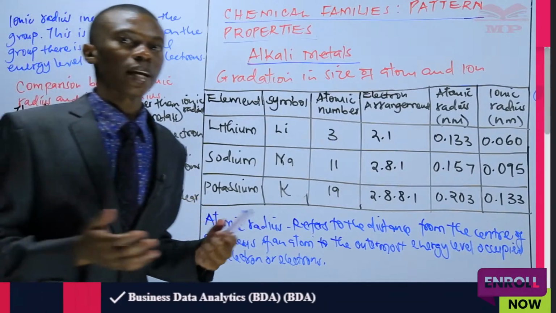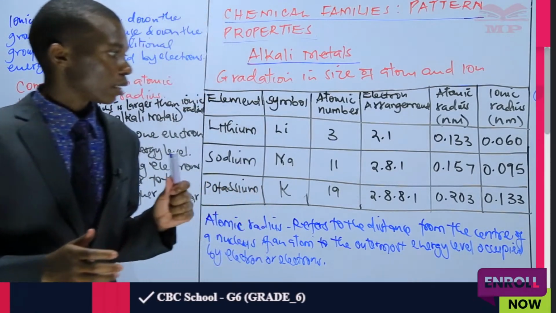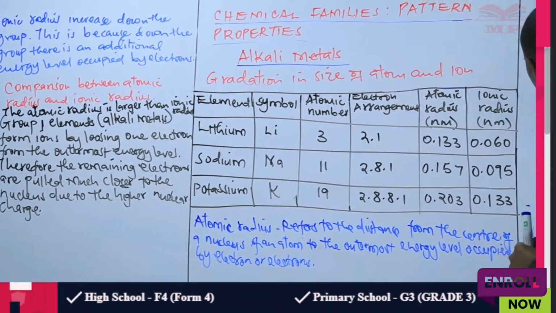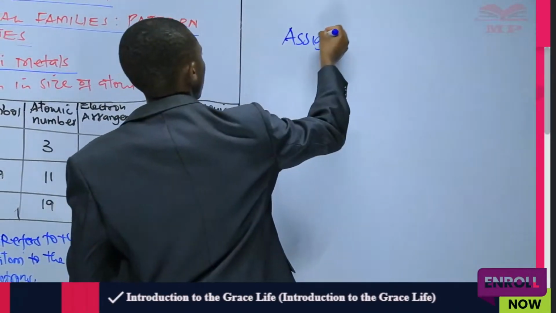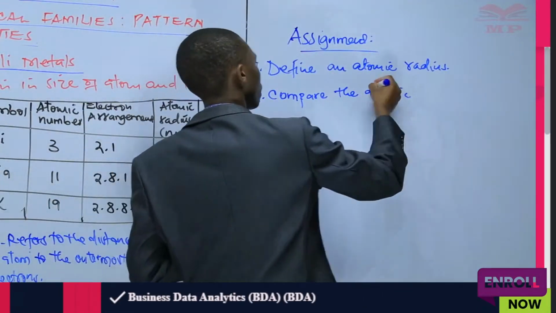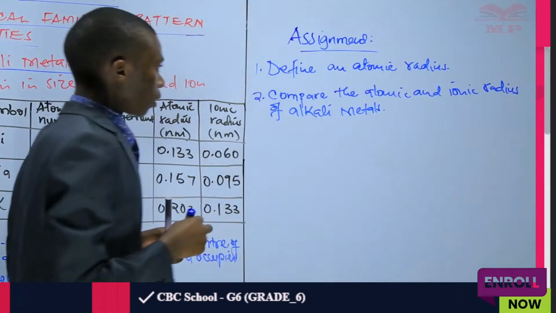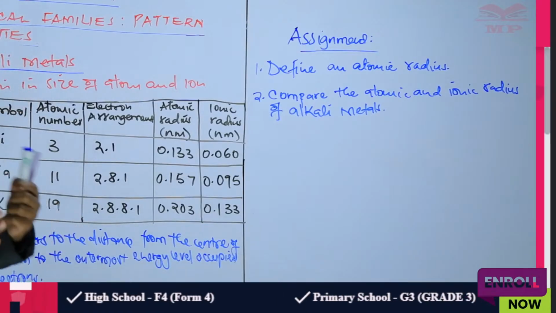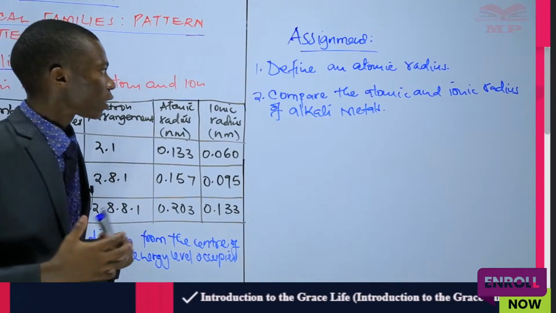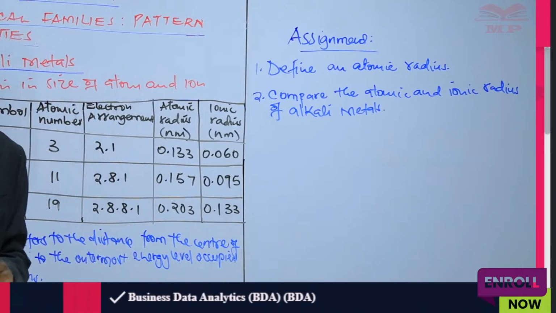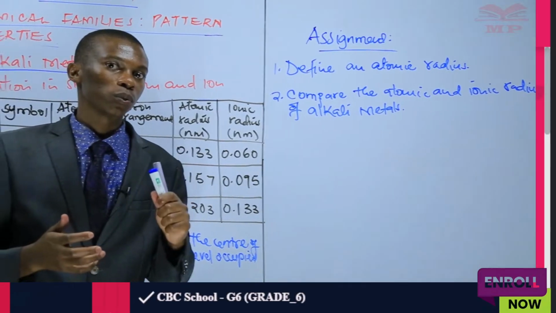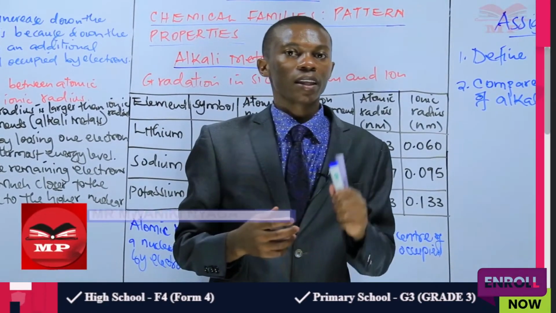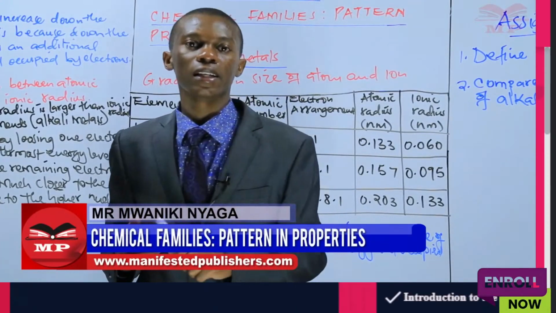Therefore, that brings us to the end of our lesson today. But before that, I need to give you the assignment. Assignment 1: define an atomic radius. You should be able to define it because we have done that. Second, compare the atomic and ionic radius of alkali metals. You should be able to do that. So ensure that you've done that before you meet in the next lesson. In the next lesson, we'll be discussing the physical properties of alkali metals.